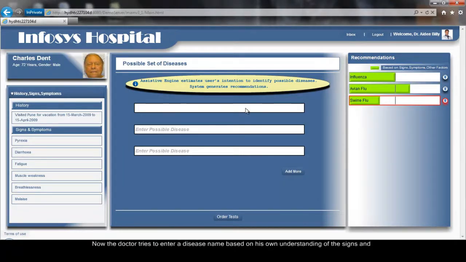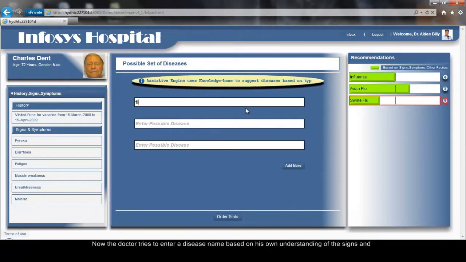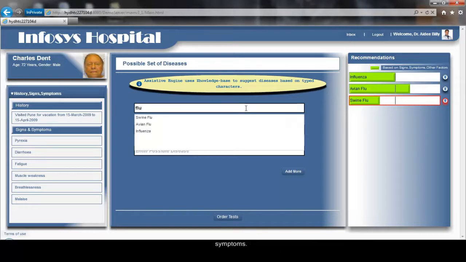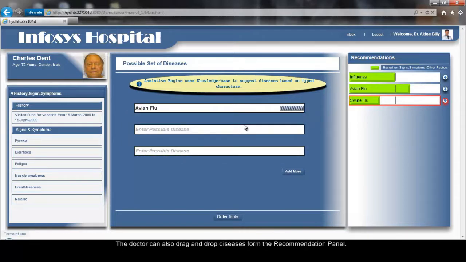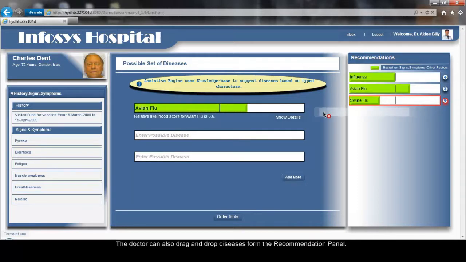Now the doctor tries to enter a disease name based on his own understanding of the signs and symptoms. The assistive engine knows that the doctor might want to write a disease name in the text field, so it generates a list of suggestions of this particular class of information based on the characters being typed. The doctor can also drag and drop diseases from the recommendation panel.